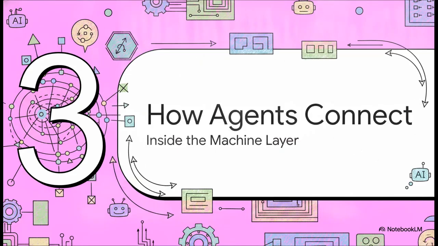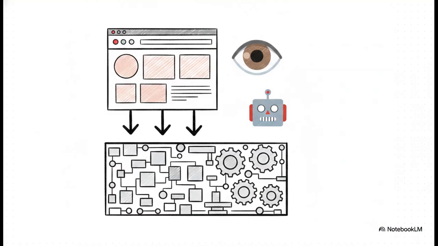Okay, moving on to Section 3, how agents actually connect inside the machine layer. To really grasp this connection, you have to realize that WebMCP doesn't change a single thing about how websites look to us. The human layer stays exactly the same. We still get our beautiful visual HTML, the CSS layouts, the nice aesthetic buttons. What WebMCP does is quietly add a parallel machine layer running right underneath it all.